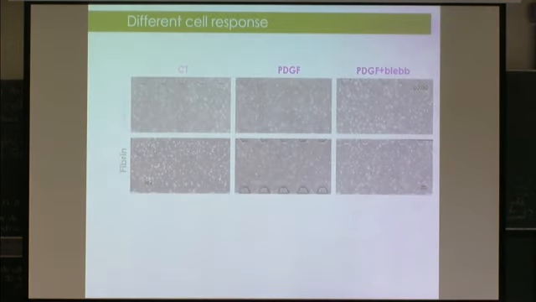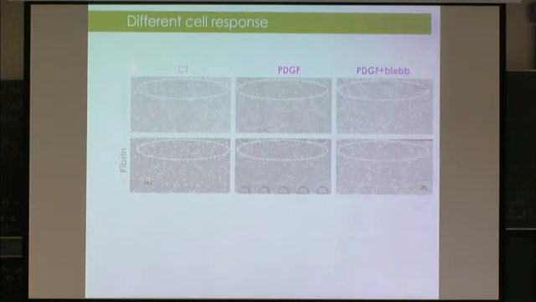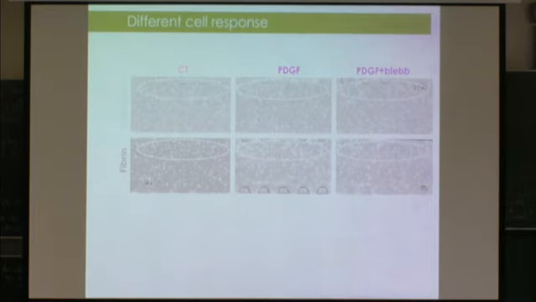So we can observe here the movement of cells, and we are going to focus mainly on this area, where cells are moving much quicker. This is a 24-hour experiment, and we can see above all that when we incorporate platelet-derived growth factor, there is high movement. We are going to study this more quantitatively.